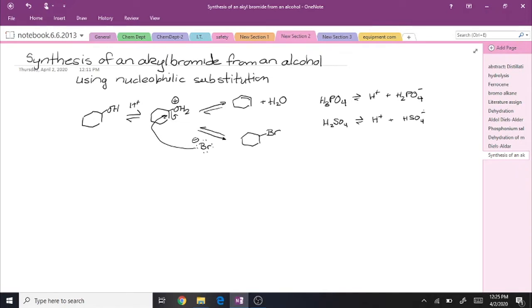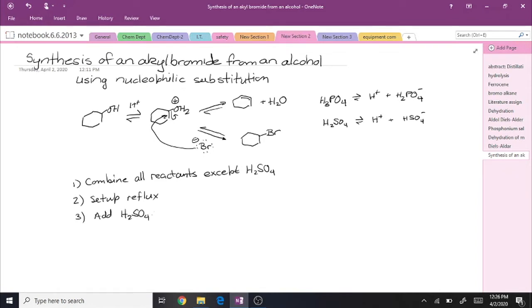The procedure that we're going to follow, initially we're going to combine all of our reactants except the sulfuric acid. So we will combine our sodium bromide, we're going to be using water as a solvent to dissolve that, and the alcohol, and these will be combined in a round bottom flask. We will then set up for reflux, and then we add the sulfuric acid through the condenser.